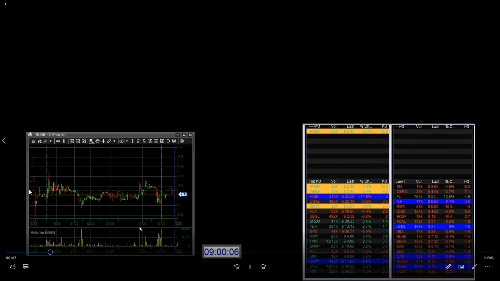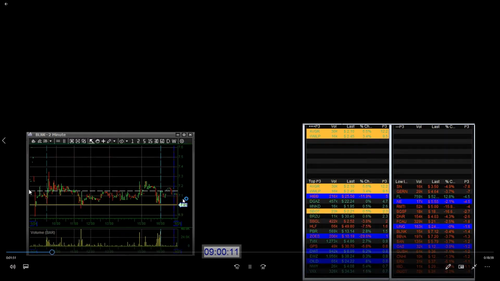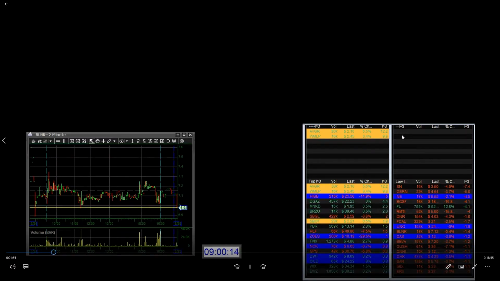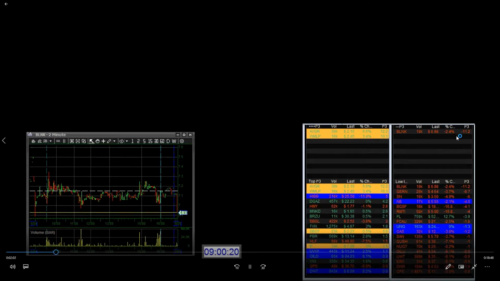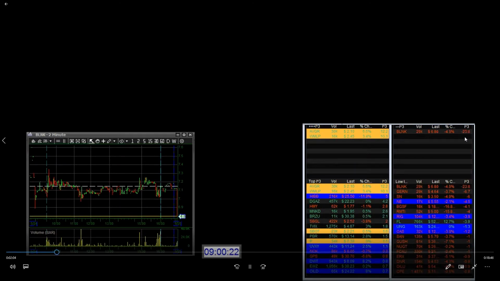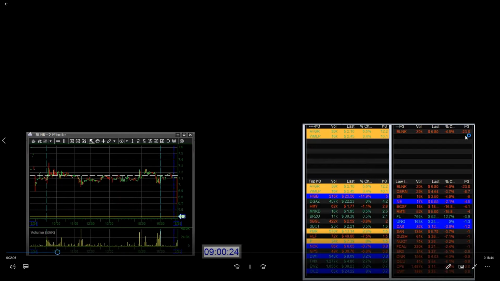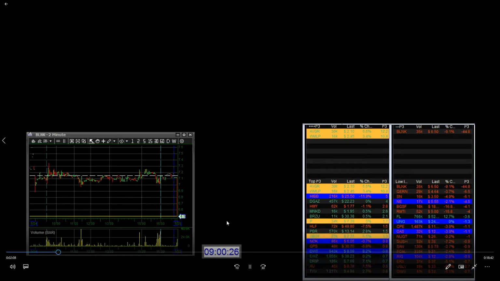Okay, so let's see what's going on here. At 9 o'clock, look at that drop, 7.10 to 7. Okay, nothing in the scanner yet. 6.98. Let's look right here. This just dropped from 7.12 to 6.98. Look at that, BLNK right there. It gives you the percentage. It's a minus 21. So if I see this, I'm like, okay, I'm going to pull up that chart.